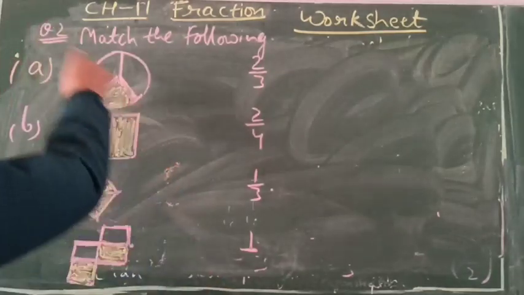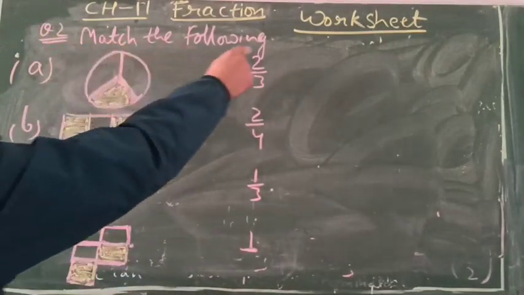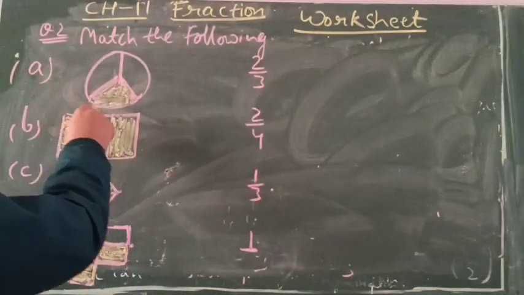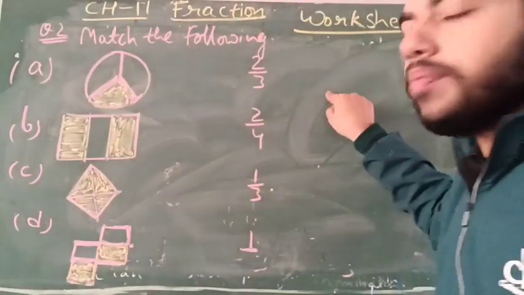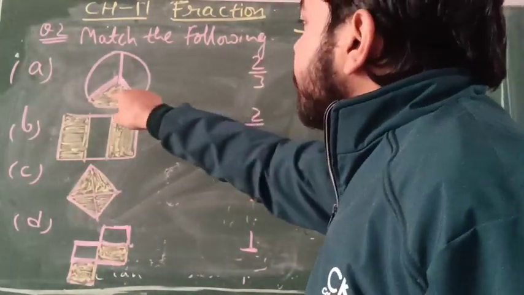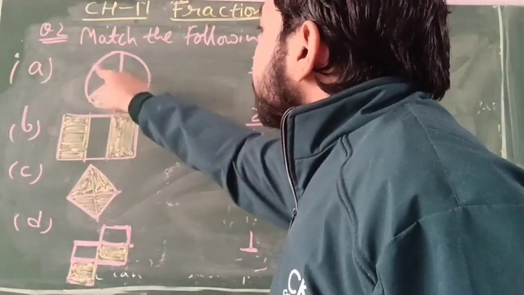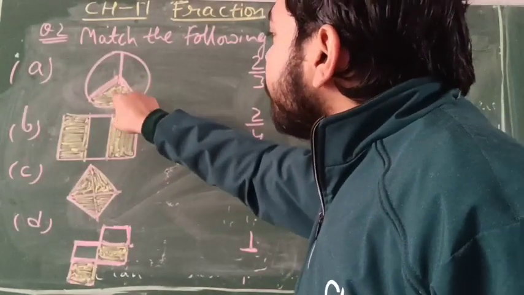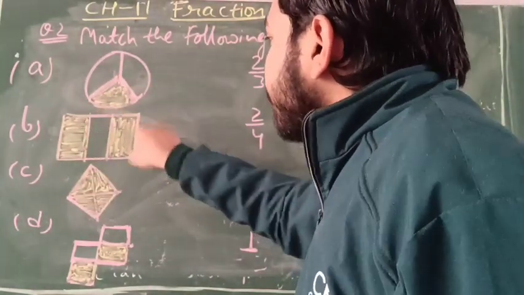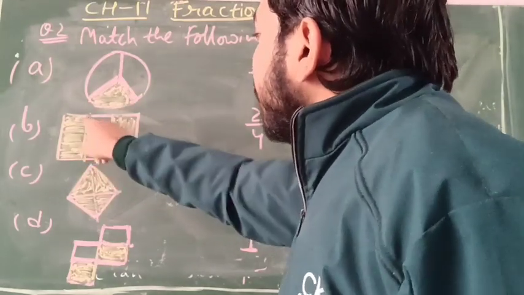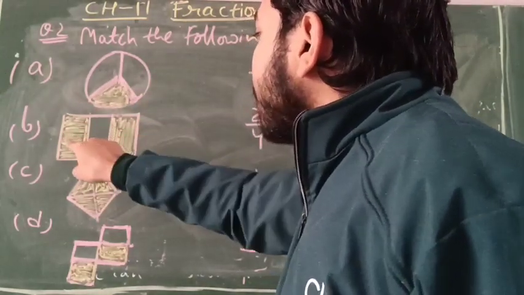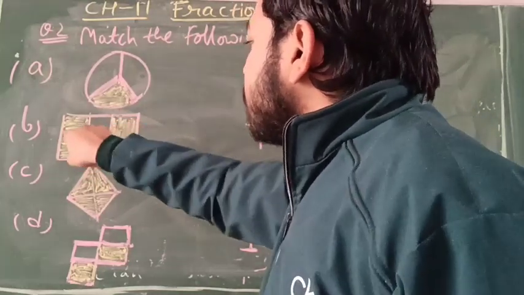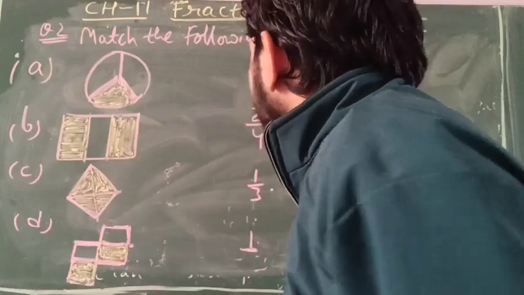So that is our second question. Match the following. That is a circle which is divided into 3 equal parts, and one part is colored. Here, the second, the rectangle is divided into 3 equal parts and 2 parts are colored. So here the first part and second part are colored.